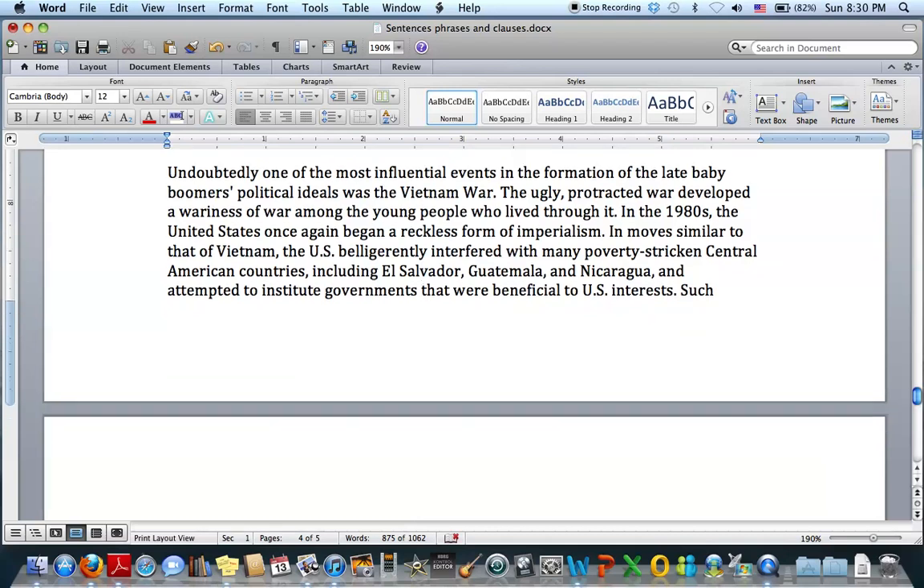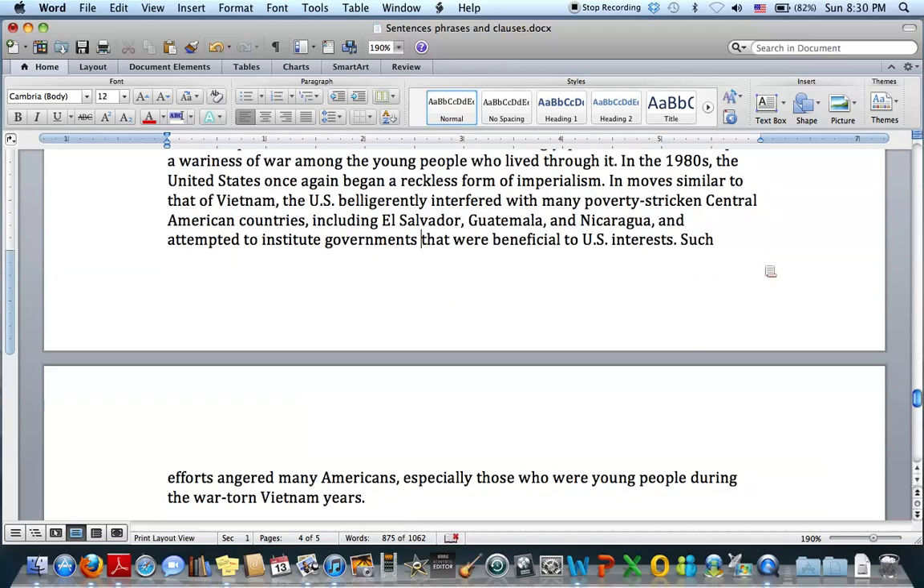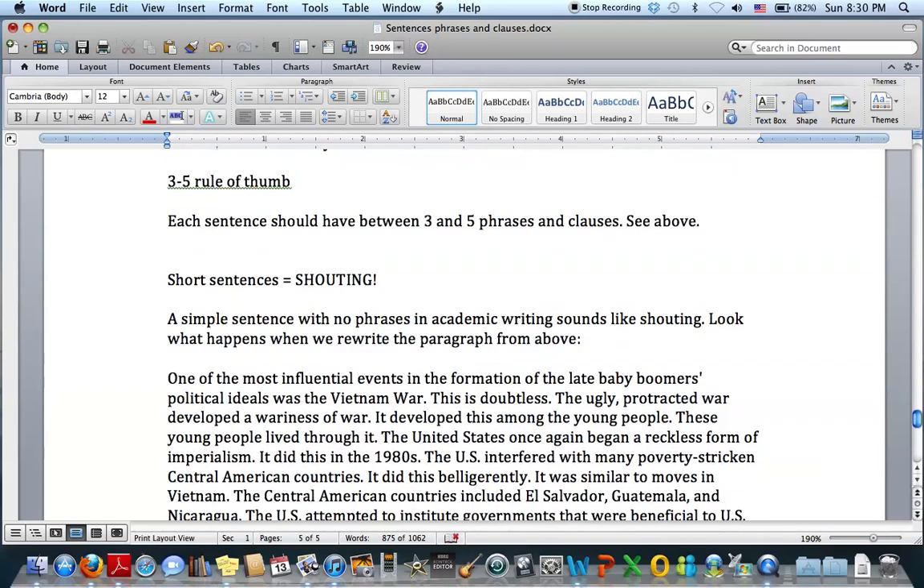Weird, right? All right, we'll leave the rest of that alone for now. If you take a look up there, though, you'll notice something that I like to call the 3 to 5 rule of thumb. And this works for sentences. Basically, it works like this. Each sentence should have between 3 and 5 phrases and clauses. If you have more than that, it's too long. If you have less than that, it's too short.